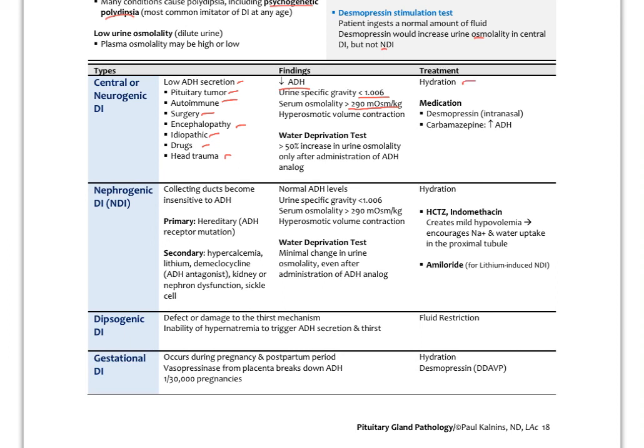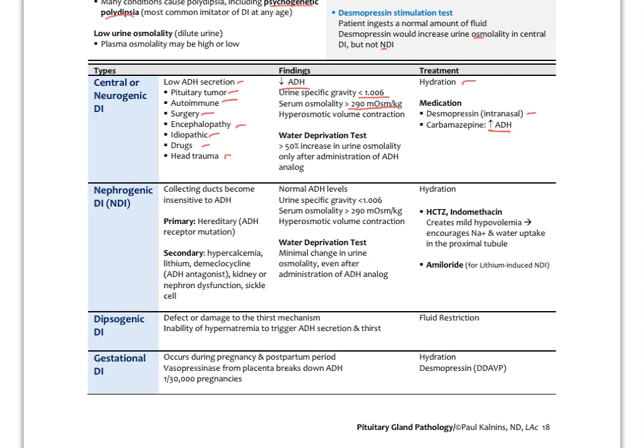Treatment is going to be with hydration and then maybe intranasal desmopressin and carbamazepine, which is an anti-epileptic drug, an anticonvulsant. This tends to increase ADH secretion. So one of the side effects of carbamazepine could be SIADH, unfortunately.